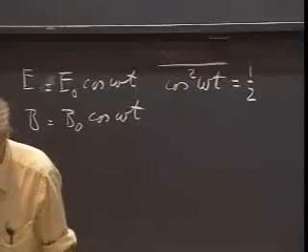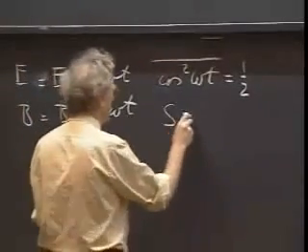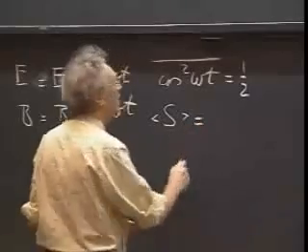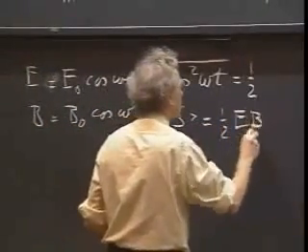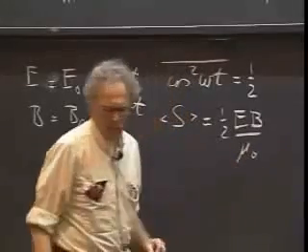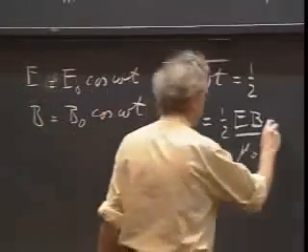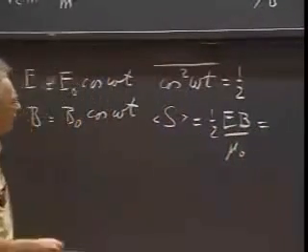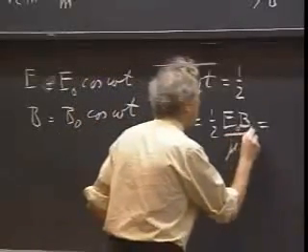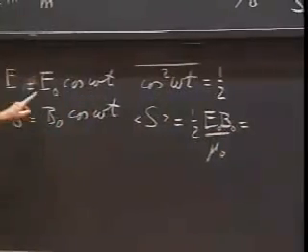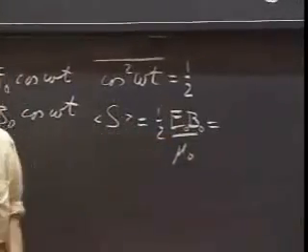And so we can conclude then that the average value of the Poynting vector, time averaged, is 1/2 that value, 1/2 EB divided by mu0, for which you can also write 1/2 E0 B0. It's important that you have the E0 because the cosine square average is 1/2. So here are the amplitudes.